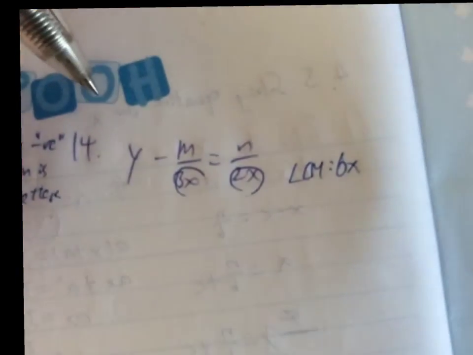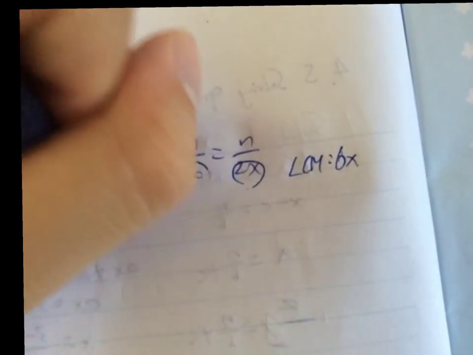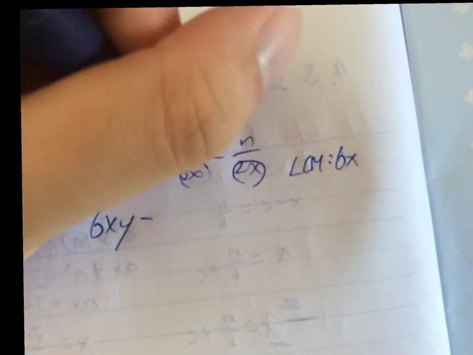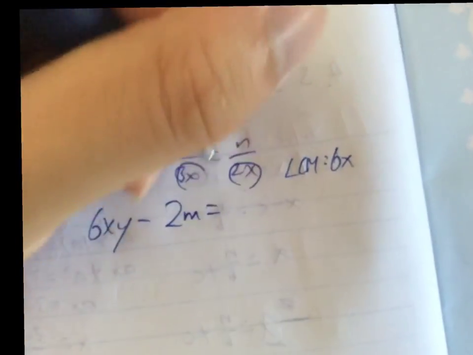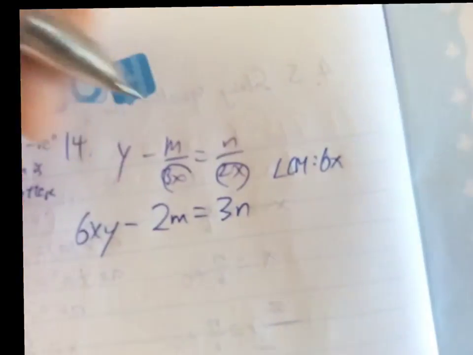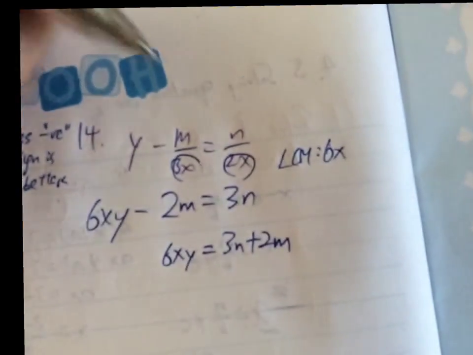For 14, the denominators are 3x and 2x, so the LCM of 2x and 3x is 6x. So you multiply 6x by y, minus 6x over 3x is 2, so it's 2m. 6x over 2x is 3, so it's 3n. So 6xy equal to 3n plus 2m. And you need to move the 6y to the denominator of the right hand side.